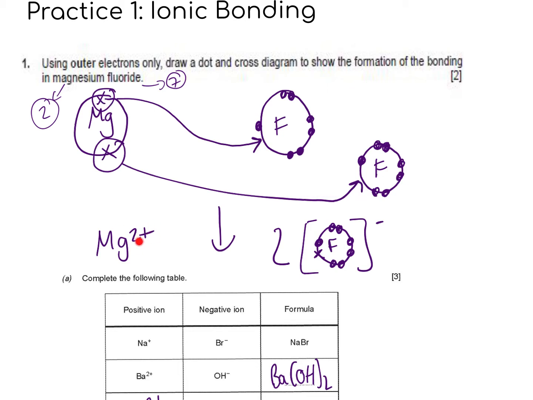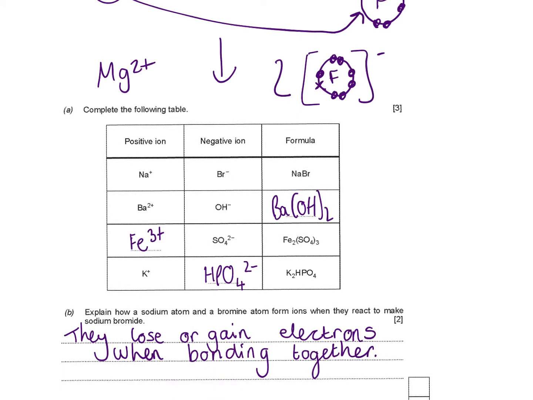That's lost 2, so it's positive 2. That's gained 1 each. Be careful of that, they've gained 1 each, but there's 2 of them, so it's negative 1, okay? Then you were asked to fill in a table, working out, so do top, swap, drop for this one.